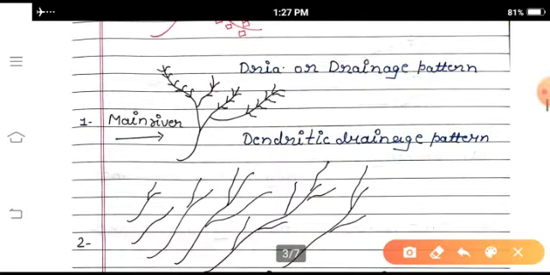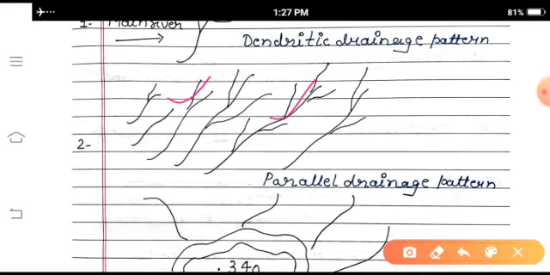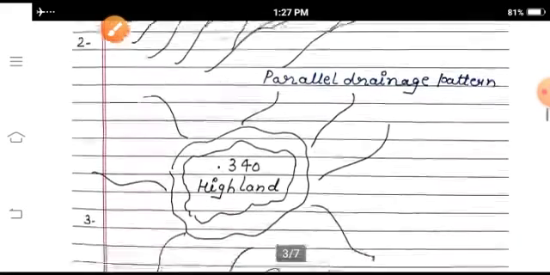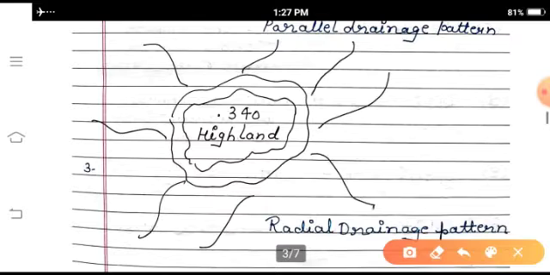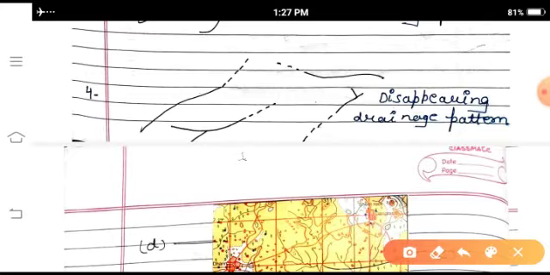Drainage pattern. Branching like a tree is dendritic drainage. When the drainages are parallel to each other, they show a parallel drainage pattern. If there is a spot height, a highland under the contour interval, and the streams spoke out like a wheel, it represents a radial drainage pattern. A disappearing stream means the stream is dry in some area, but underground water is flowing there. That is the disappearing drainage pattern.